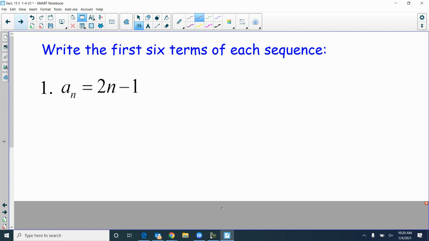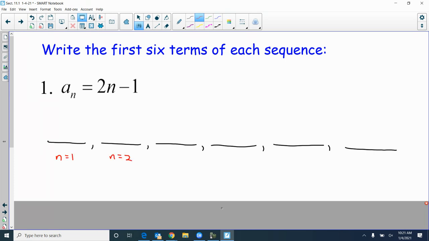This is where that n equals 1 comes in. The first number you can plug in is 1. The second number you plug in is 2, all the way through. Now you can list an infinite number, we just want the first 6. So right here I got 1, 2, 3, 4, 5, 6. And for the first term, let n equal 1, then n equals 2, n equals 3, n equals 4, n equals 5, n equals 6.